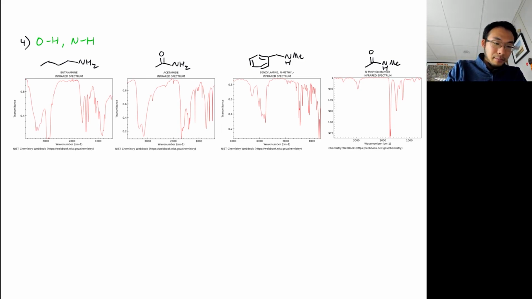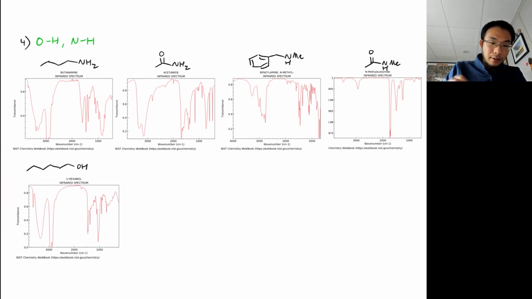If we look at an alcohol, same idea, right? We get this really broad looking peak. There's only one OH bond that can stretch, so we only get one peak here. You tend to see that alcohols are a little bit broader than the amines. So that can be maybe a way to tell.